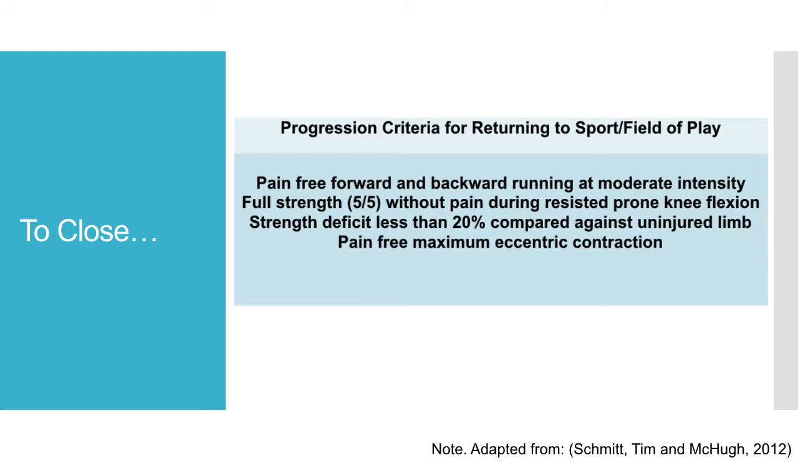The progression criteria for returning to sport and field play is that they should have pain-free forward and backward running at a moderate intensity, full strength without pain during resisted prone knee flexion, strength deficit less than 20% when compared against the uninjured limb, and pain-free maximum eccentric contraction.